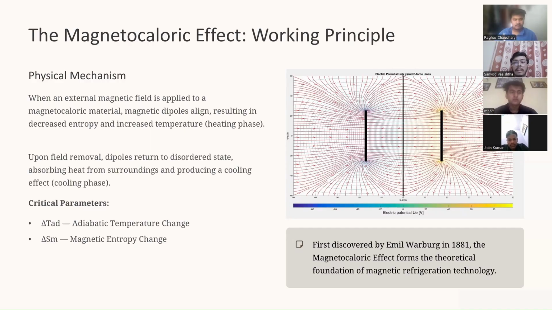There are two critical parameters. First one, adiabatic temperature change. Second one, magnetic entropy change.